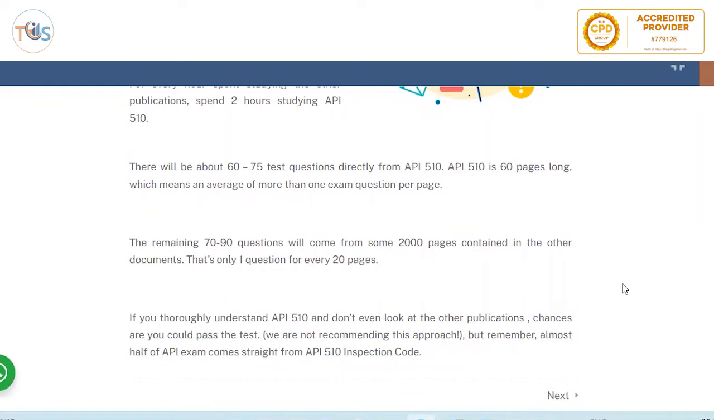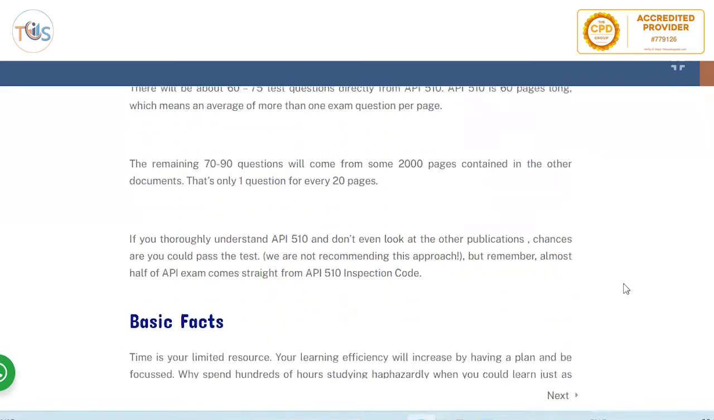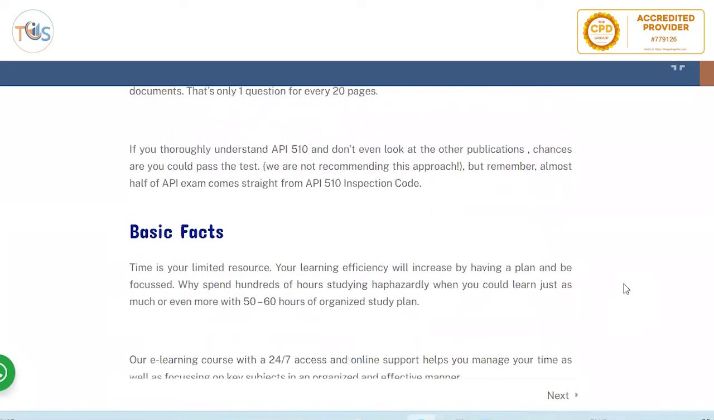The remaining 80 to 90 questions come from some 2,000 pages of the other documents within the publication effectivity sheet. That's like one question for every 20 pages, whereas API 510 being 60 pages long with around 60 to 70 questions coming, that's more than one question per page. And some people say that if you thoroughly study 510 and then don't look at other publications, chances are that you pass. We don't recommend this, but this just shows how important the API 510 inspection code is.